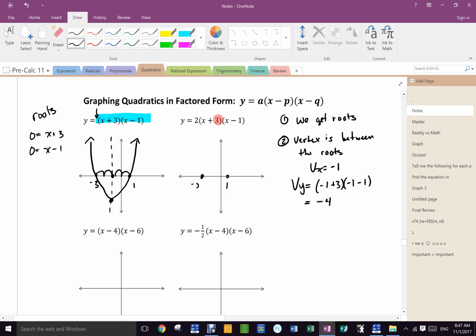Guys, look, it's the exact same roots as here. So what is my axis of symmetry? Negative 1. Once I have my axis of symmetry, I know my Vx equals negative 1, yes? So then all I need is my Vy. We know that it's in here, it's negative 4, yes? Except now there's a 2. So what's my Vy?